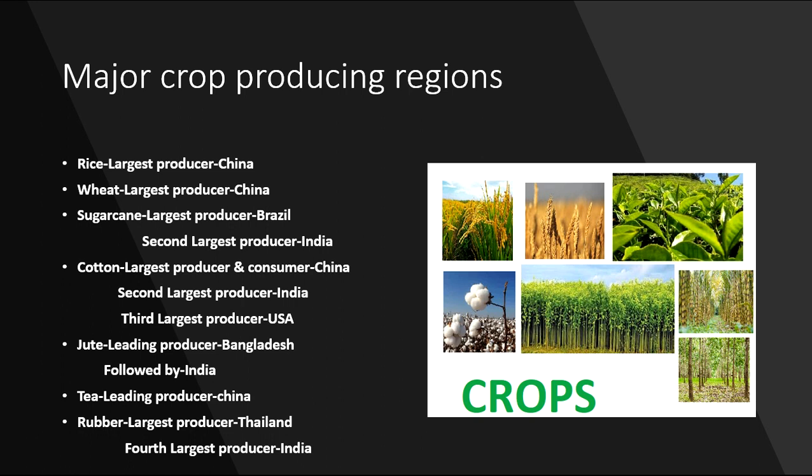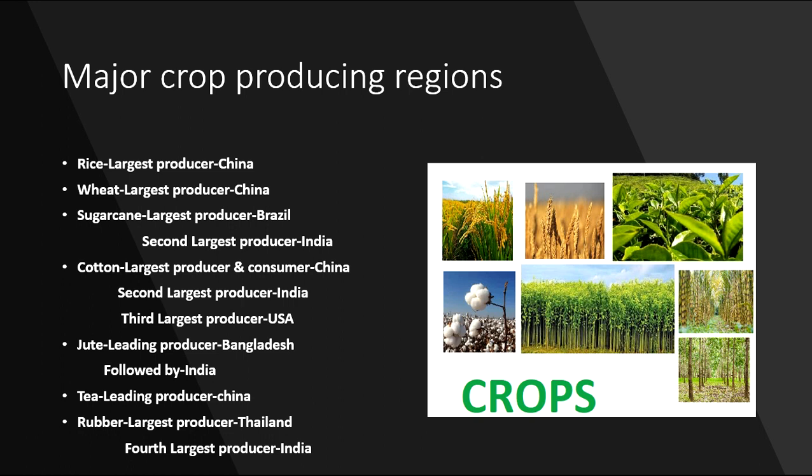Cotton. Cotton is mainly grown in India and China. China is the largest producer and consumer of cotton. India and USA are the third and second largest producers of cotton. Jute is mainly grown in regions of Bangladesh, the leading producer of the world, followed by India.